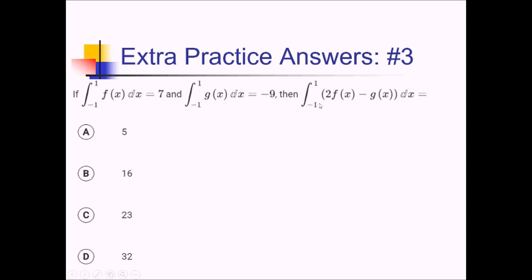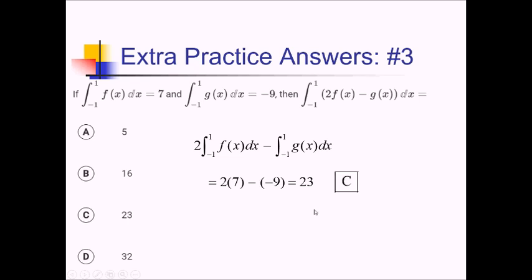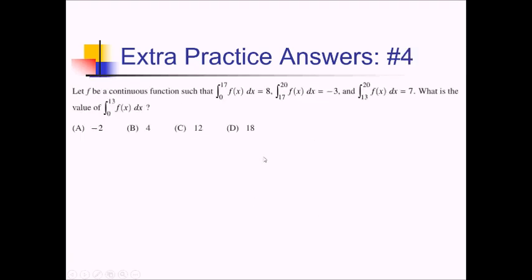So I can split this up into 2 times the integral from -1 to 1 of f of x dx minus the integral from -1 to 1 of g of x dx. And let's see, this integral of f of x here is just 7. So this first piece is just 2 times 7. This g of x integral is negative 9 by itself, but we're subtracting it. So this is negative 9. So then we have 14 plus 9 giving us 23. And that's choice C.